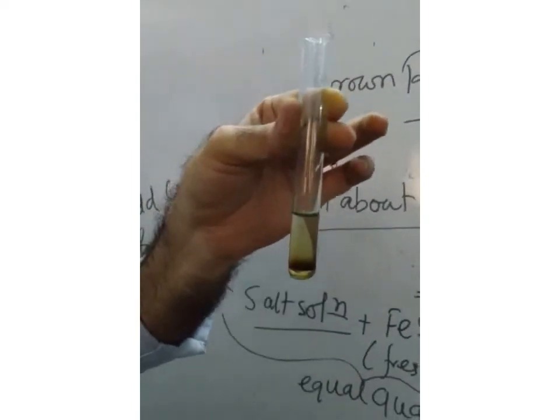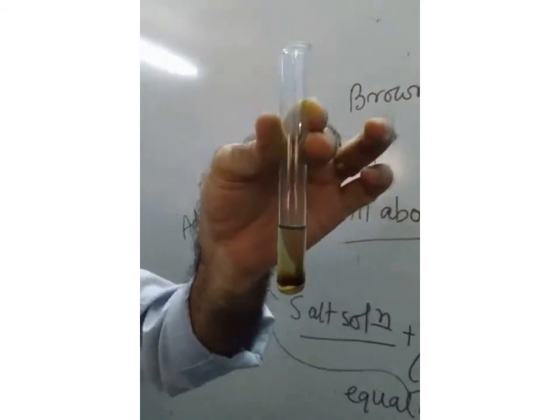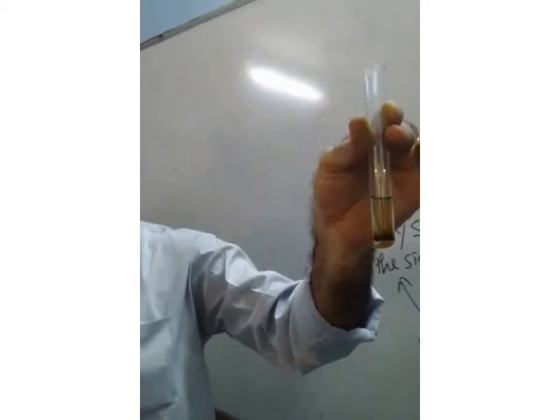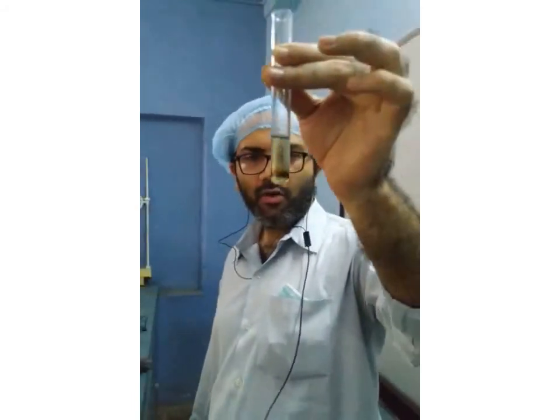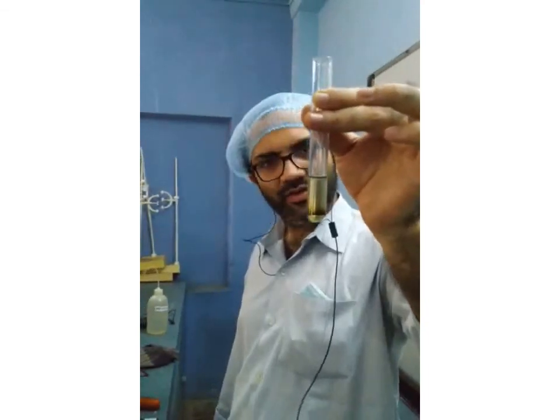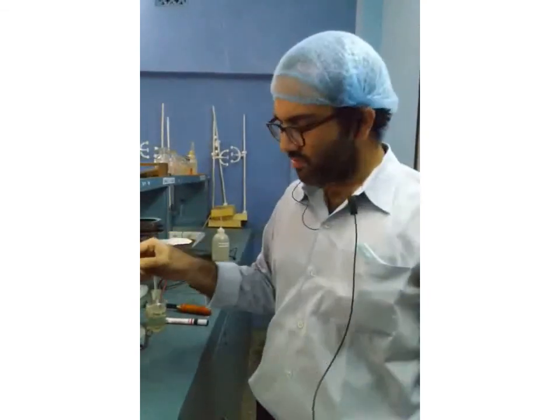Since my hand is slightly trembling, it is slightly messed up. Otherwise a perfect ring would have formed. Okay, this is also quite clear, the ring has formed. So this is how we confirm nitrates.